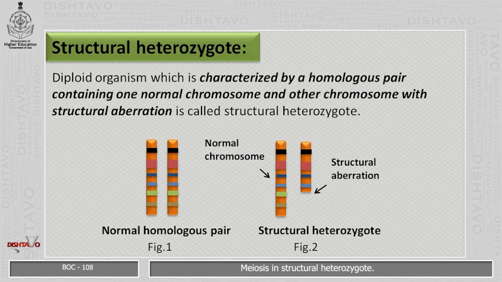Structural heterozygote: a diploid organism which is characterized by a homologous pair containing one normal chromosome and the other chromosome with structural aberration is called a structural heterozygote. This you can clearly see in figure 2.